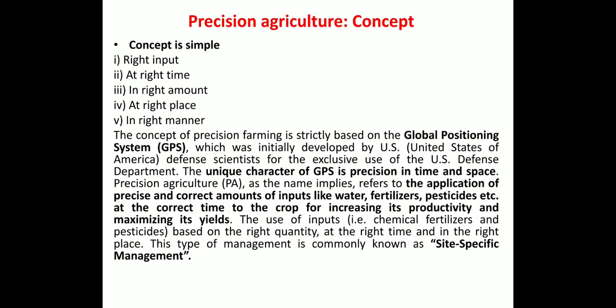Next, you can see the concept of precision agriculture. The simple concept of PA is the right input, right time, right amount, right place and the right manner. As for the inputs of agriculture, we should apply the input as per the need of the crop or the soil: the right input, that is the source selection; in right time, as per the need of crops the fertilizers will be applied; in right amount, as per the recommended dose; in right place, as the crops are sown, that is where the nutrient or input will be applied; and the right manner, that is the method.